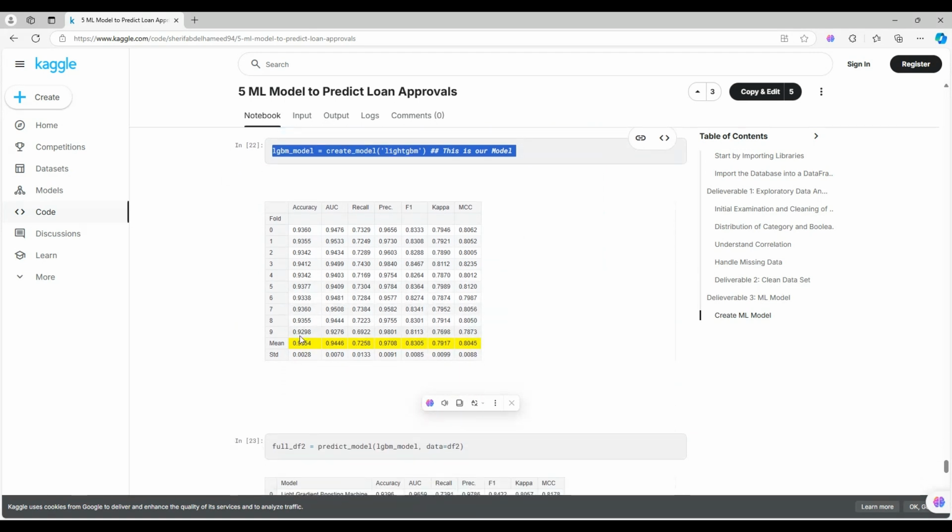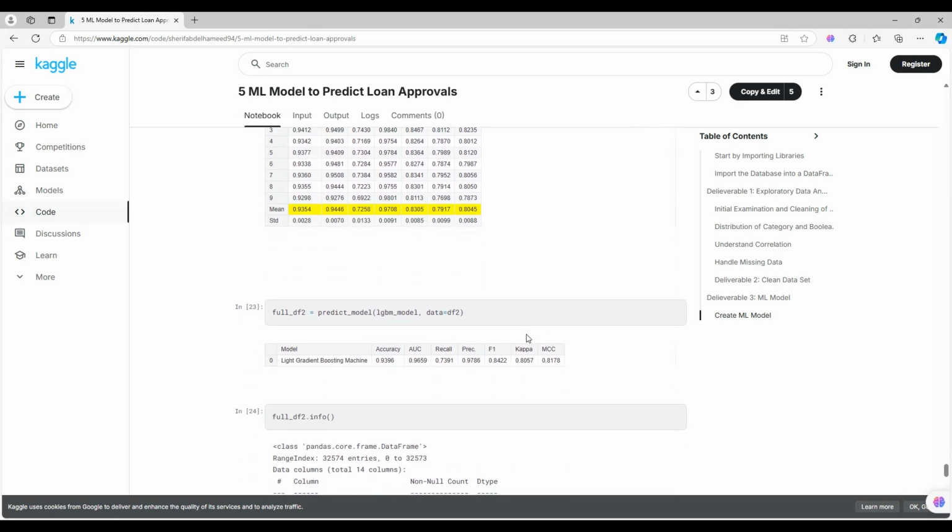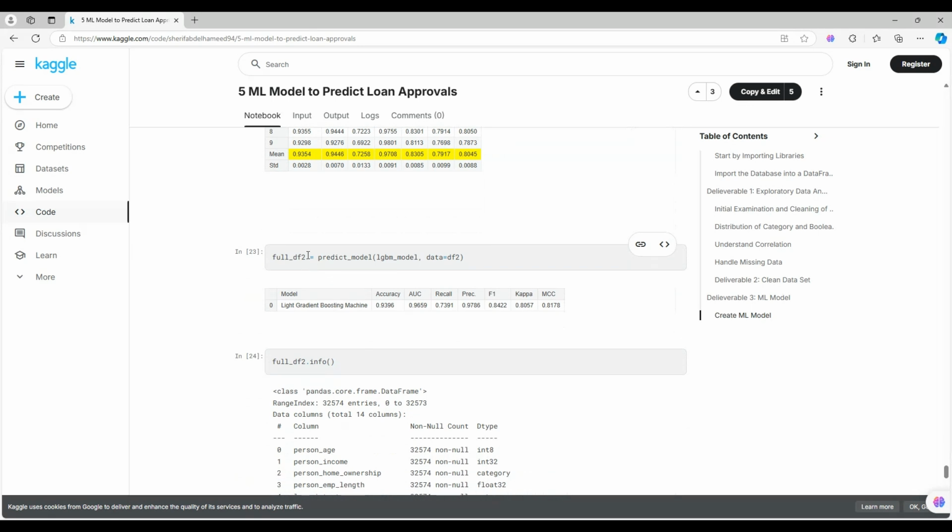Once we run it, we can see the mean. We have a high mean. Lovely. We have low standard deviations, which is also awesome. That's what we are looking for. And then we try to predict the model. The full DF2 is basically we predict the model based on fitting this model that we have created here with the data from the DF2.